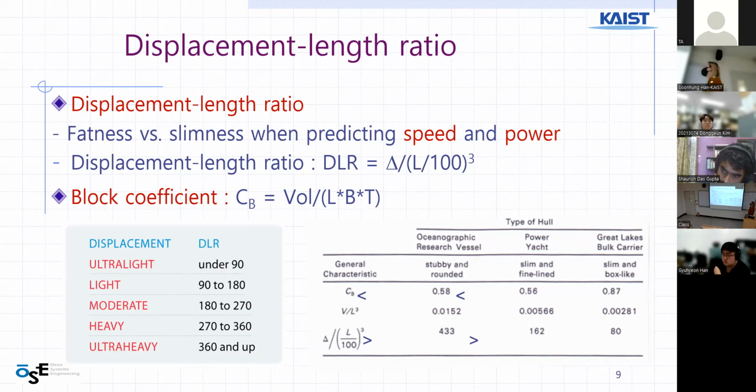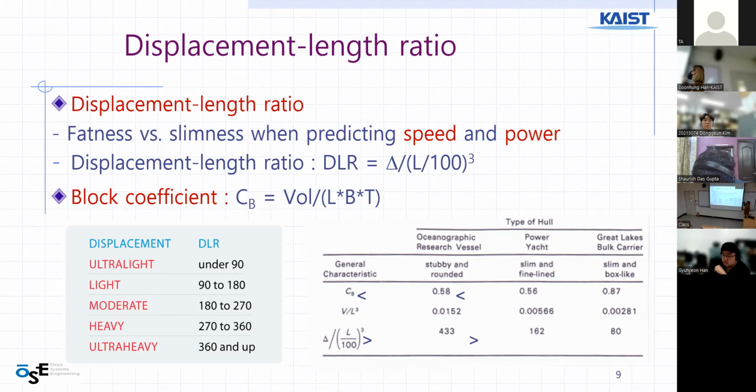And before this number was invented, the Bragg coefficient was used, so we talked about it a few slides earlier, it's the same coefficient. And so for the DLR, you can have some values of regular numbers. A boat would be considered ultralight if its DLR is under 80 or 90, but ultra heavy if it's over 360.